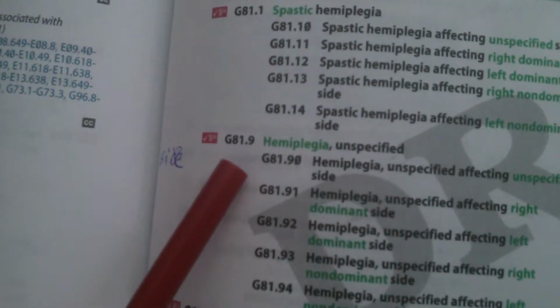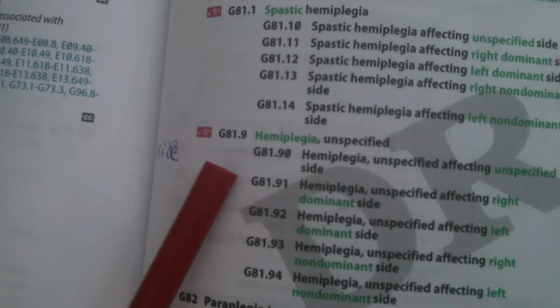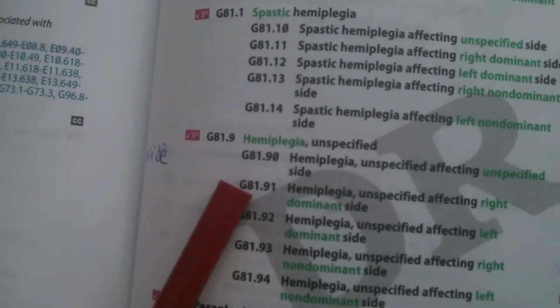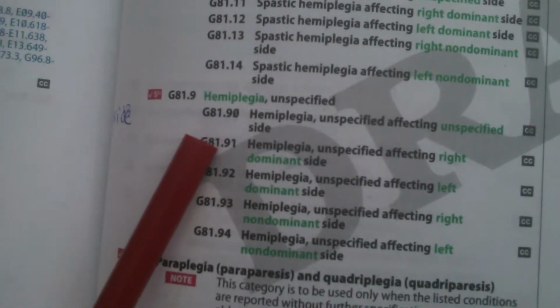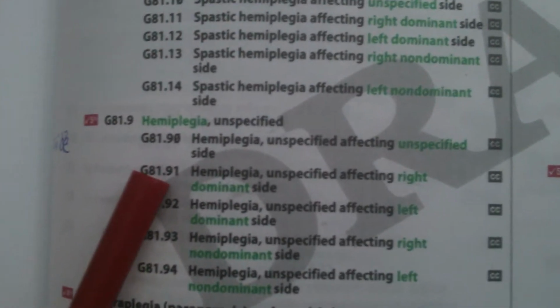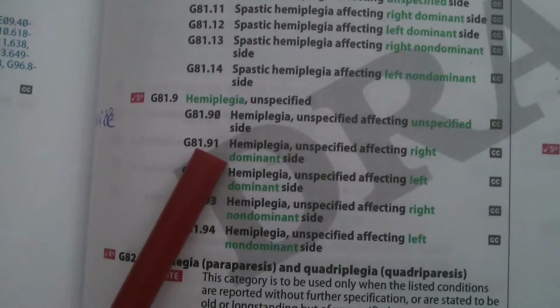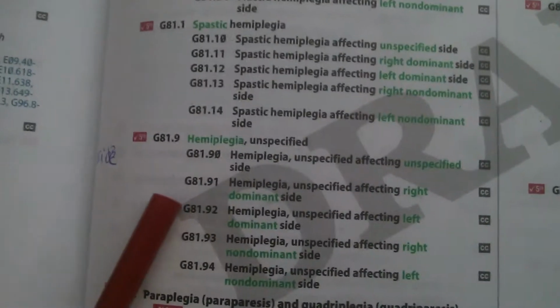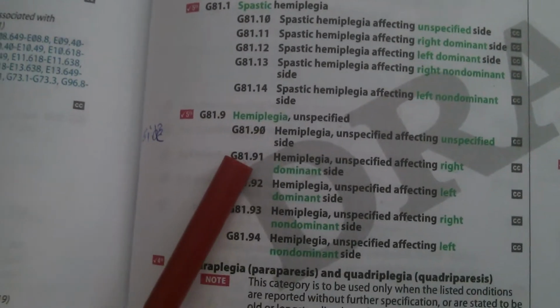Which is what we were saying in the explanation at the beginning. This is unspecified. And now we don't have a dominant side or right side, left side. We don't have anything of that. So the fifth character becomes a 0. Why? Because it's unspecified. We don't have a side and we don't have the knowledge whether it is dominant or non-dominant. So the first code is G81.90.